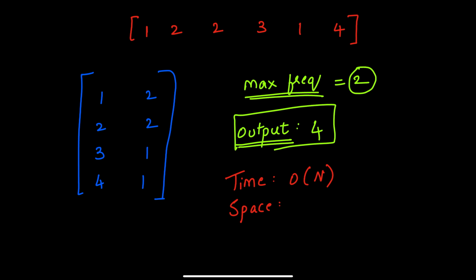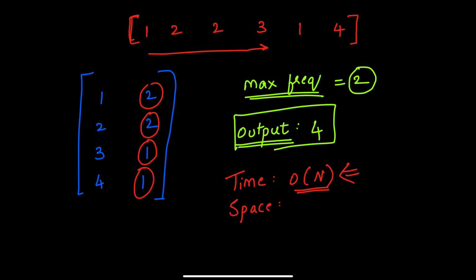With this solution, our time complexity is O of n, where n is the number of elements in the input nums array. This is because we need to iterate through the entire array at least once to record the frequency of all of the numbers before we can calculate the maximum frequency. Hence, the time complexity is O of n.